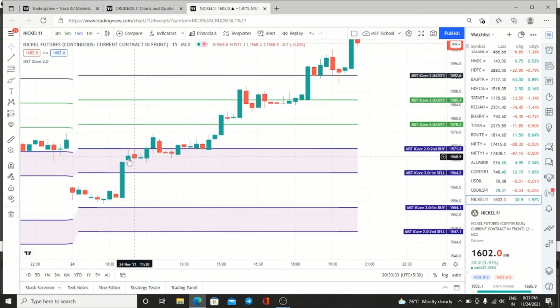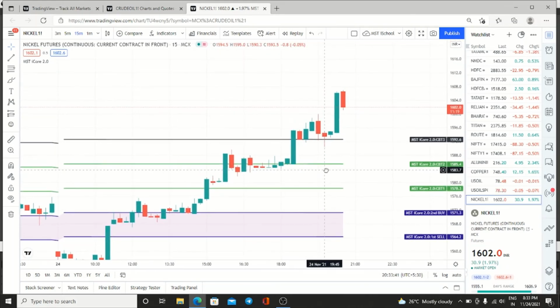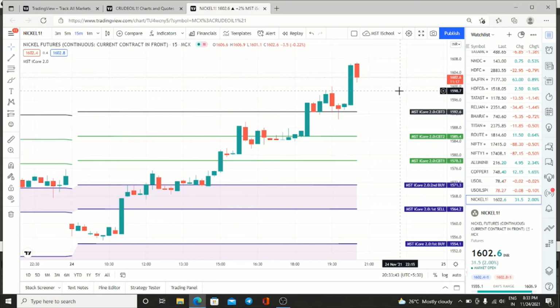Suppose if SL hit like in nickel today, okay, first sell got activated and immediately our SL hit. Then we have to go for the second buy. So in second buy, all the targets are there. So this is the default one. You have to follow this every day without any change.